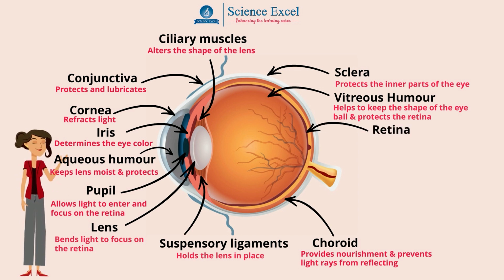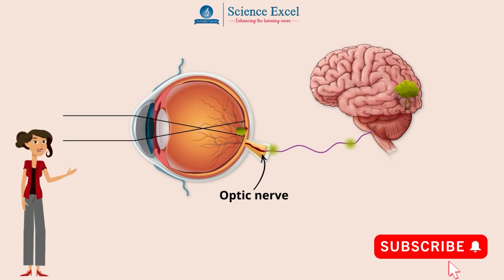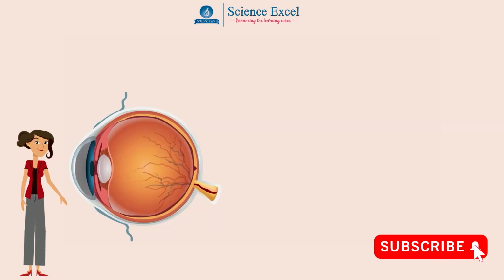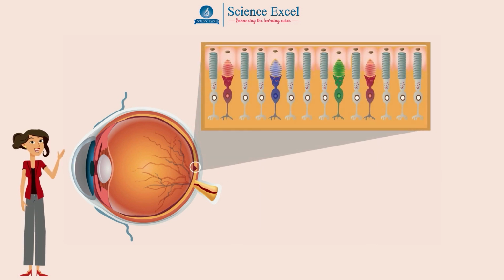The retina, or the innermost layer of the eye, is sensitive to light and consists of numerous nerve cells. It converts images formed by the lens into electrical impulses. These electrical impulses are then transmitted to the brain through the optic nerves. The retina contains two types of cells called the rods and cones.